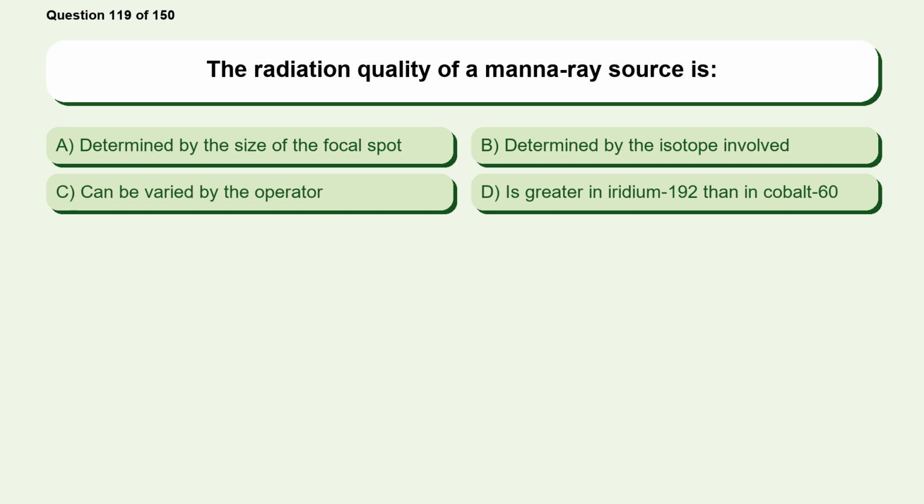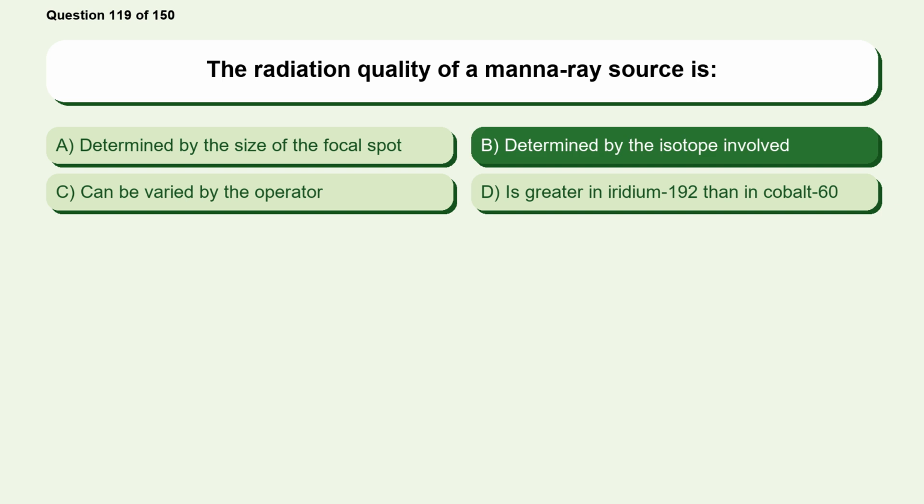Option C. Can be varied by the operator. Option D. Is greater in iridium-192 than in cobalt-60. The correct answer is Option B. Determined by the isotope involved.